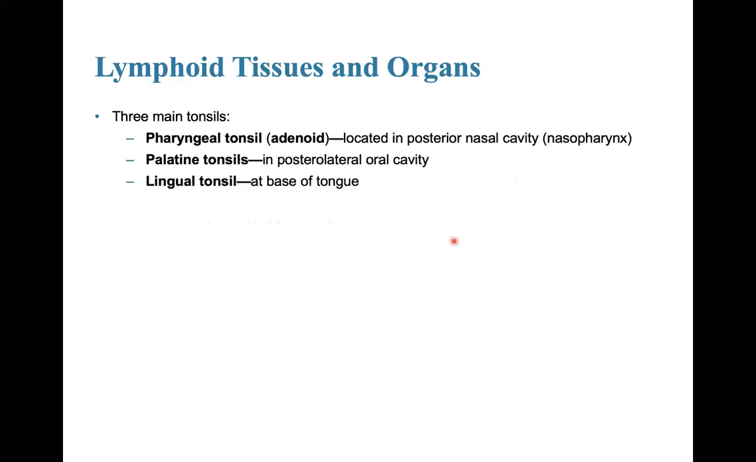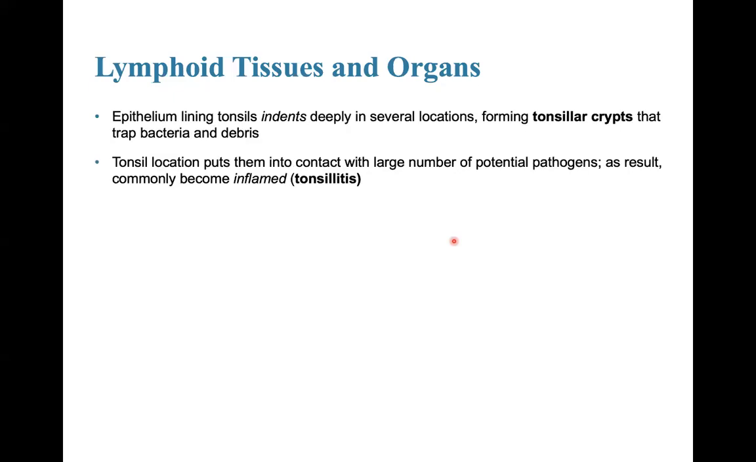There are three major types of tonsils: your adenoid tonsils, or pharyngeal tonsils. Adenoid's an older name. These are located in the posterior nasal cavity, or what we refer to as the nasopharynx. The palatine tonsils, these are located in the posterior lateral oral cavity, and the lingual tonsils, which are located at the base of the tongue.